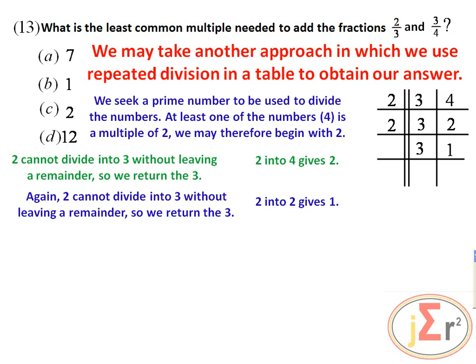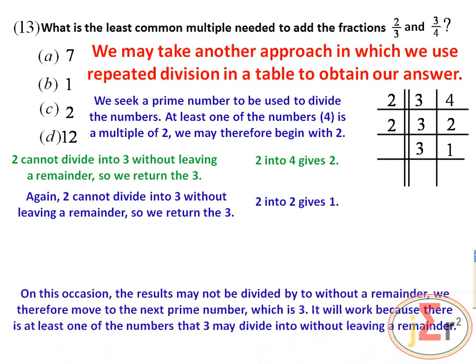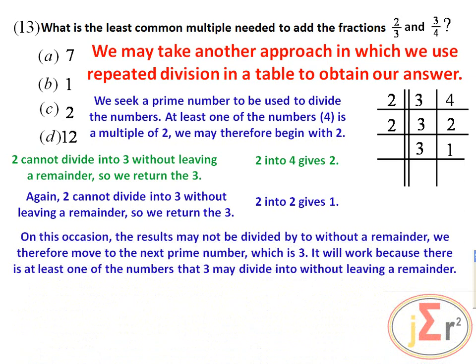Because 3 can divide into 3 without leaving a remainder. So on this occasion, the results may not be divided by 2 without a remainder. We therefore move to the next prime number, which is 3. It will work because there is at least one of the numbers that 3 may divide into without leaving a remainder. So we use 3. We say 3 into 3 will give 1. So this column is exhausted and this one is exhausted.